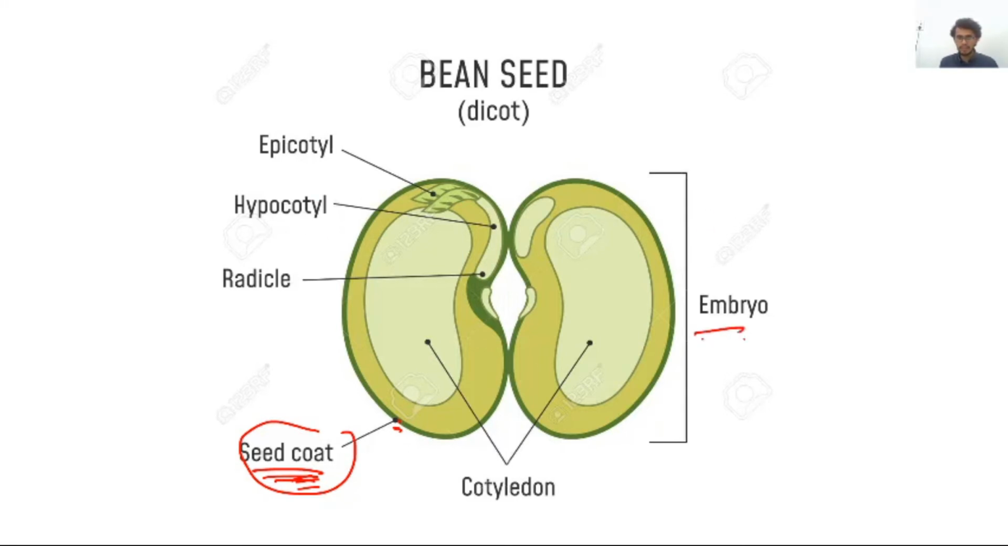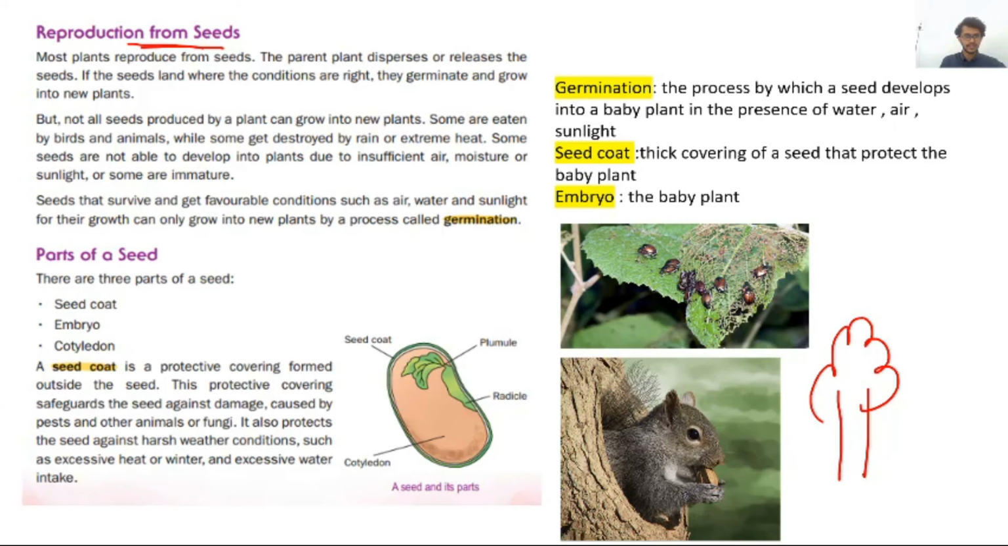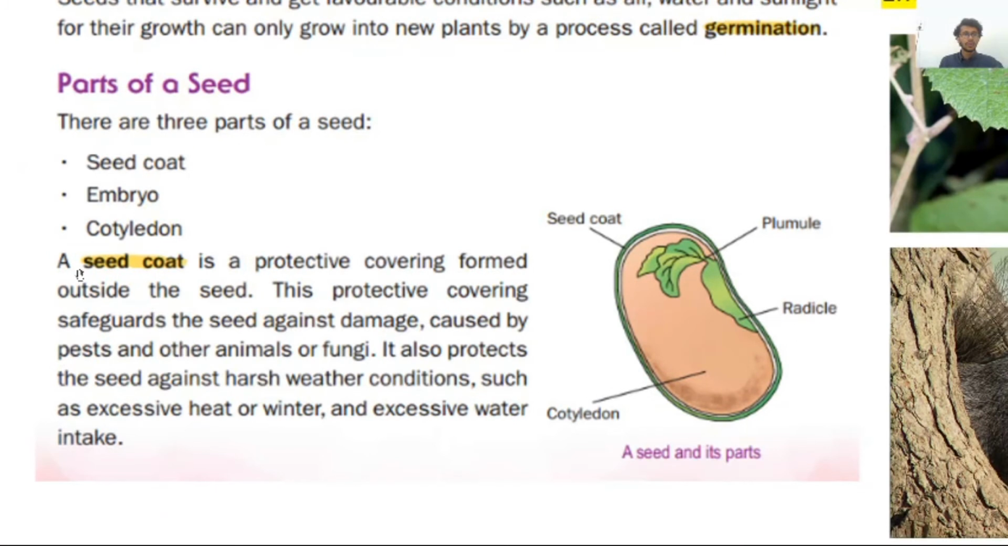And look at this embryo. When this seed starts growing step by step, we will call it an embryo. But let's study the seed coat first. There are three parts of a seed: seed coat, embryo, and cotyledon. So let's study the seed coat. What is a seed coat? Seed coat is the protective covering formed outside of the seed.